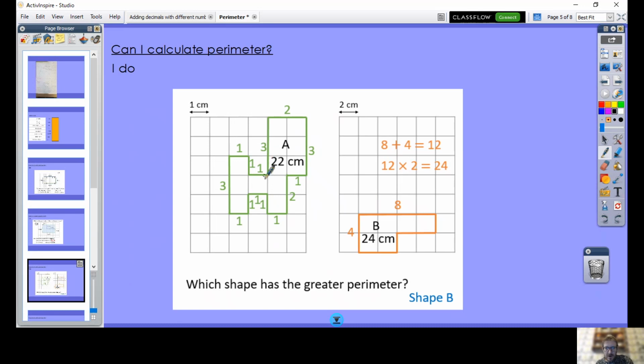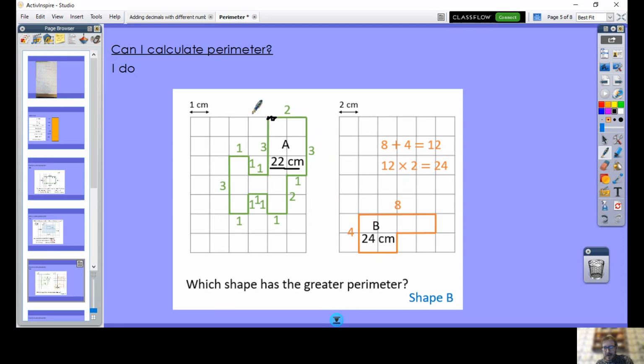So this would be 1, 2, 3. All around this square here, but each of these movements is another centimeter along. So if we start up here in this corner, that's 2, 3, 4, 5, 6, 7, 8, 9, 10, 11, 12, 13, 14, 15, 16, 17, 18, 19, 20, 21, 22. So 22 centimeters around the outside of this shape to find its perimeter.